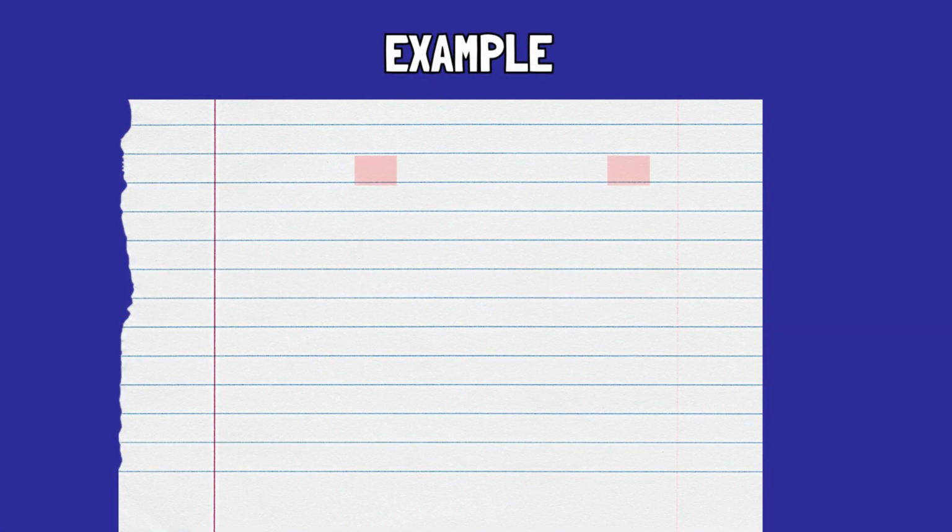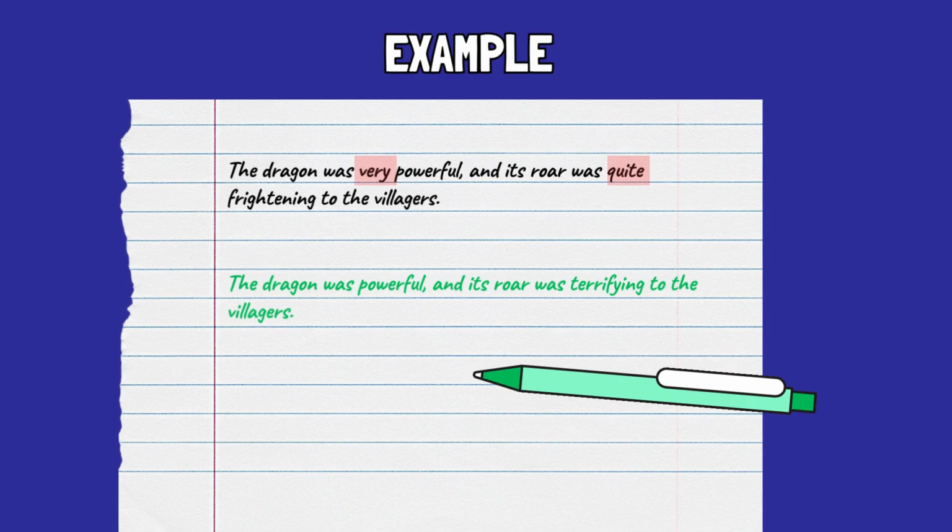Take a look at this example. The original sentence uses qualifiers very and quite to describe the dragon's power and the roar's impact. These qualifiers weaken the descriptions. By removing them in the revised sentence, the language becomes more direct and impactful, emphasizing the dragon's power and the fear it inspires.